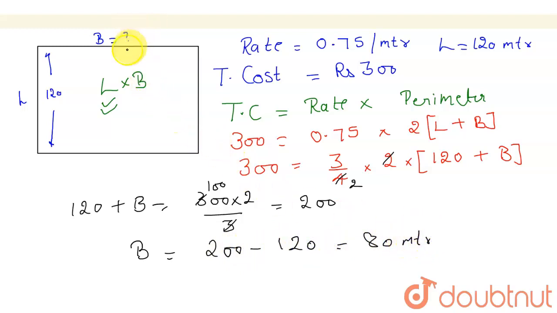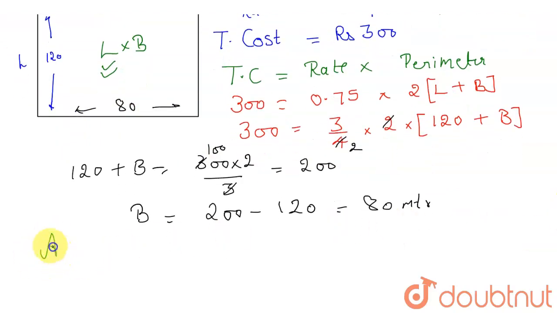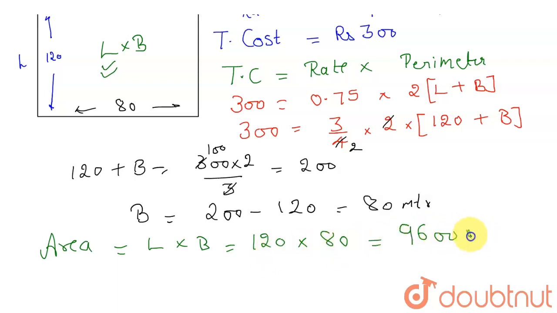So we have now found it to be 80 meter. Now it is easy to calculate the area. So what will be our area? Now our area will be L cross B. L is given as 120 and breadth we have found to be 80. So it will be 12 into 8 is 96, so it will be 9600 meter square. So this will be our answer. Hope you understand.